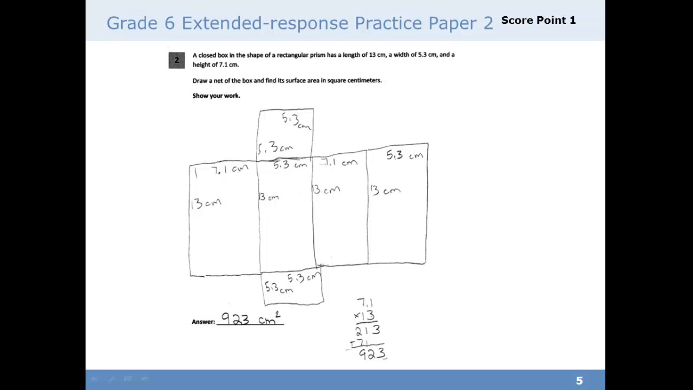Practice paper 2 is a score point of 1. This response exhibits many flaws but is not completely incorrect, and reflects a lack of essential understanding of the underlying mathematical concepts. Although not all the labels are accurate, an appropriate net is shown. However, an inappropriate mathematical process is used to determine the surface area, and the answer is incorrect.